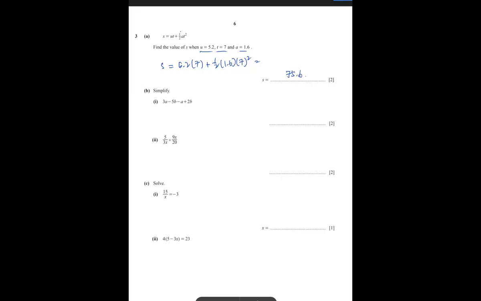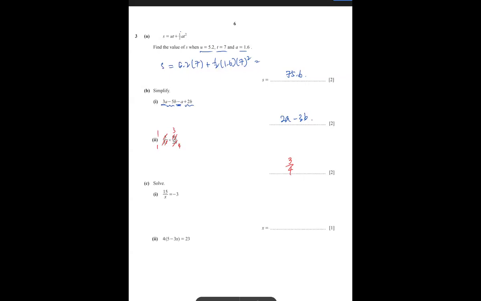Simplify this again, 3 marks. Oh my gosh, 3 marks. 3a minus a is 2a. Negative 5b plus 2b is minus 3b. And then we do fractions. Fractions, right? We can simplify diagonally first. So 5 and 20 can divide by 5. 3x, 9x can both be divided by x, and the 3 can be divided by 3. This will become 1, this will become 3. So your final answer is just 3/4.